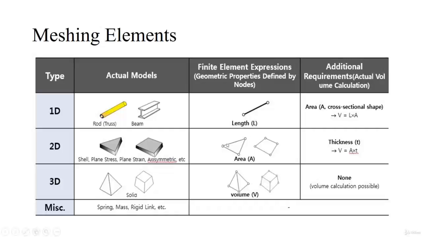Then see here, these points are the nodes, and the lines joining these 2 points are nothing but the elements. Coming to the 3D elements, we are going to have elements like this, and we need not give any additional input or additional requirement in order to solve this particular problem. Then, there are other miscellaneous elements that can represent springs, mass, rigid links, etc.